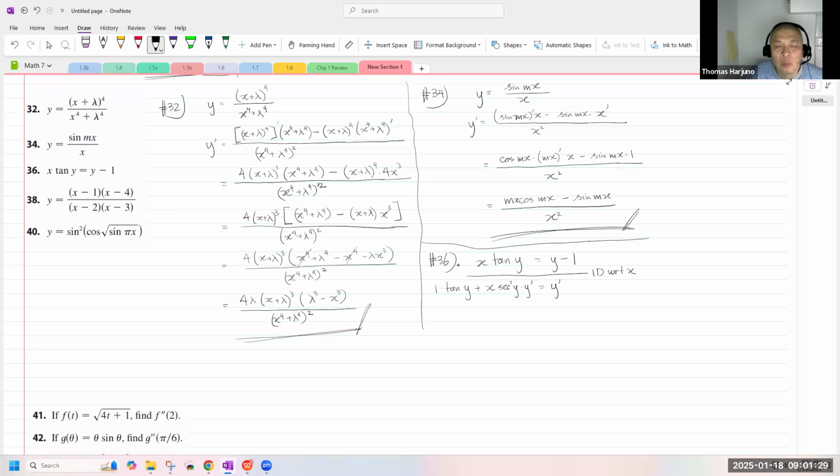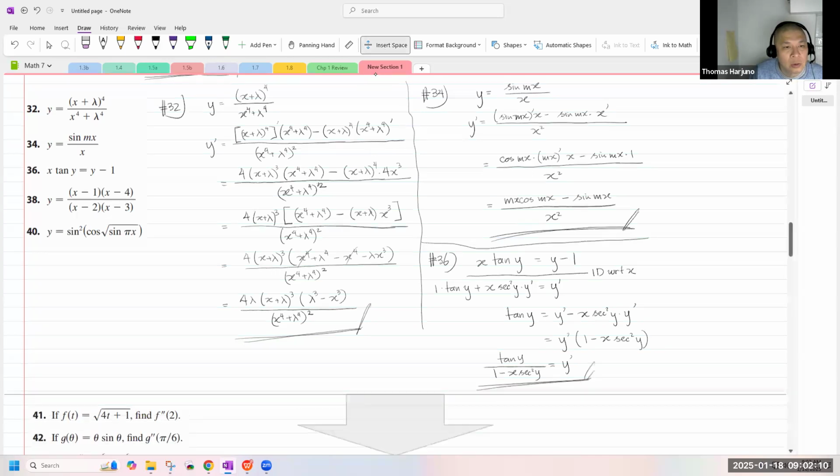Okay, so I think I will leave the tangent y on the left hand side and just move the x secant squared y times y prime to the right hand side. I will factor the y prime as usual. So y prime is equal to tangent y over 1 minus x secant squared y. Okay, now that's for number 40. I'm sorry, number 36. Let's go on.